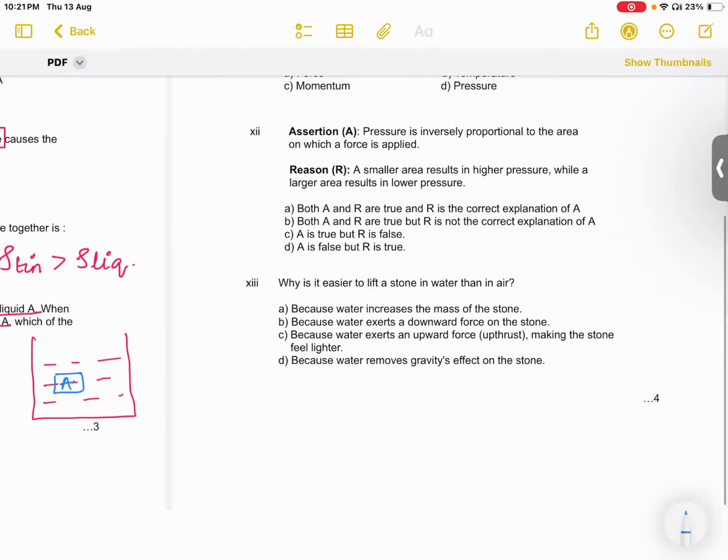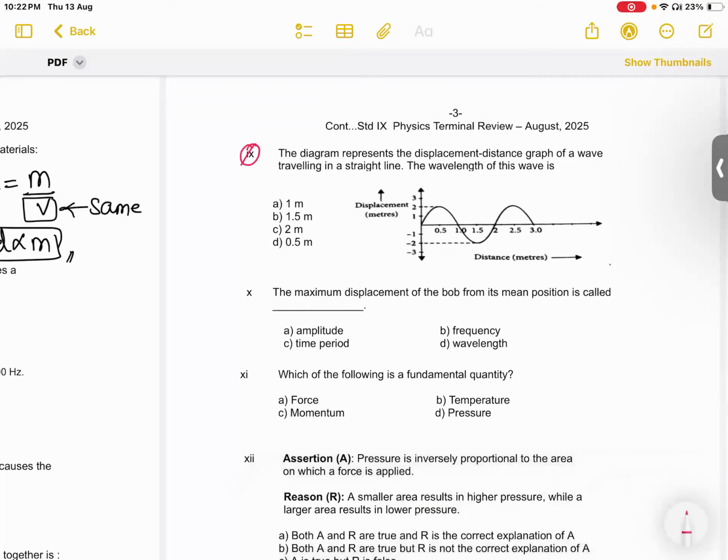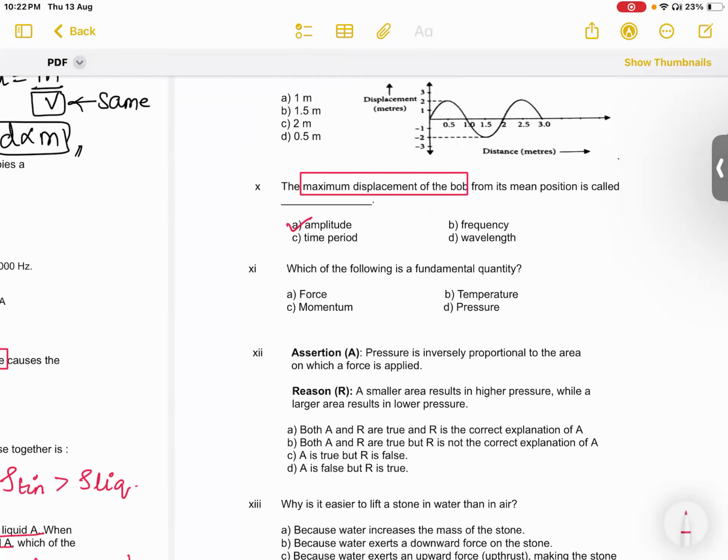Okay, students. Next question. The next question is from the topic sound, which we don't have, so cancel it out. The next one: the maximum displacement of a bob from its mean position is called amplitude. So displacement from its mean position, students, is called amplitude. Which of the following is a fundamental quantity? Force is a derived quantity. Momentum is a derived quantity. Pressure is a derived quantity. So the answer is temperature.